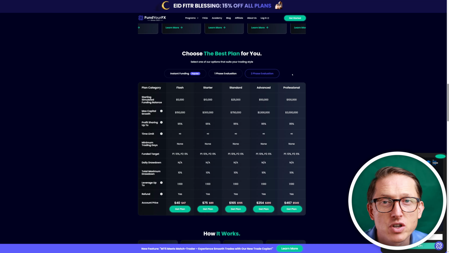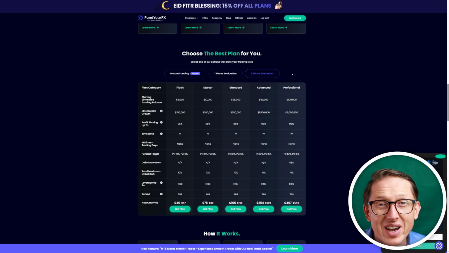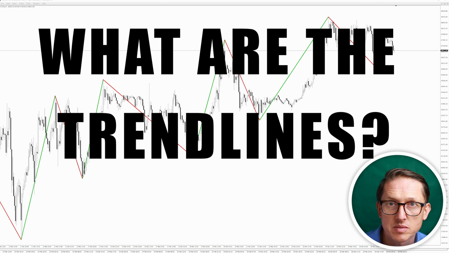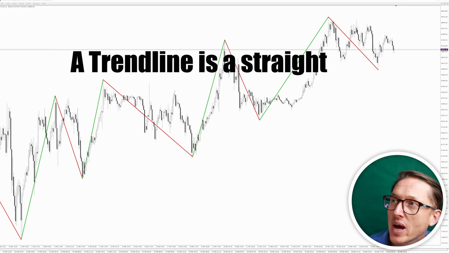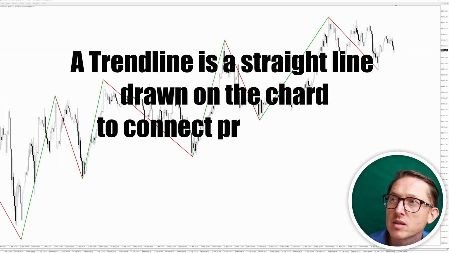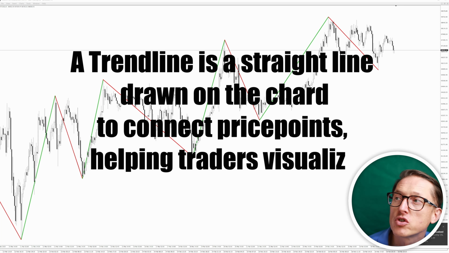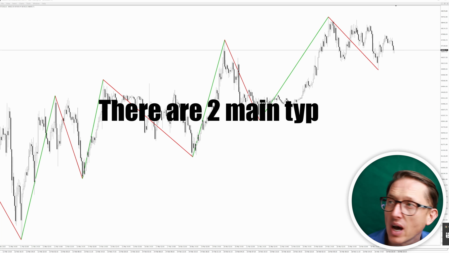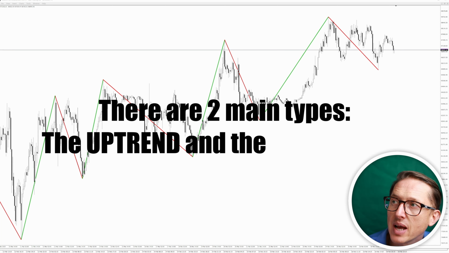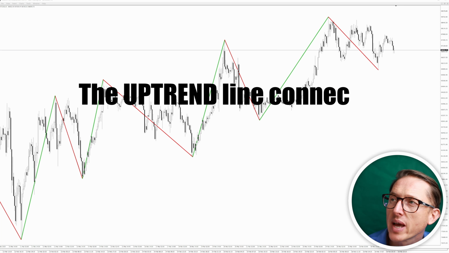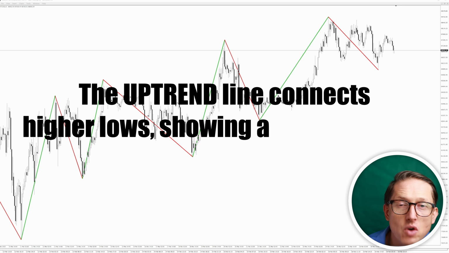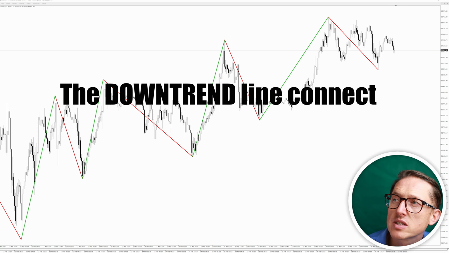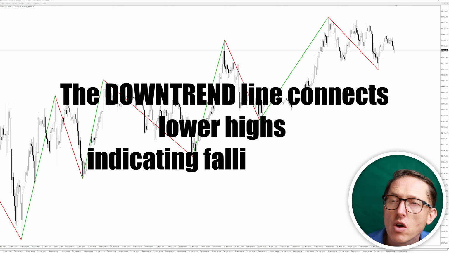And now, without any further ado, let's jump into defining trend lines. First, let's answer the question: what are trend lines? A trend line is a straight line drawn on a chart to connect price points, helping traders visualize the market trend. There are 2 main types, the uptrend and the downtrend. The uptrend line connects higher lows, showing a rising, bullish market, and the downtrend line connects lower highs, indicating a falling market.